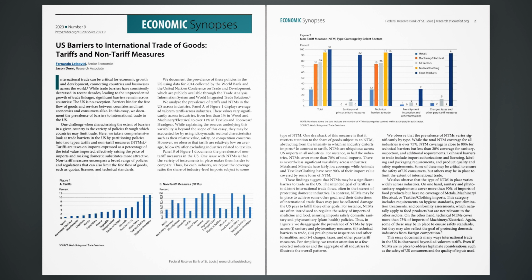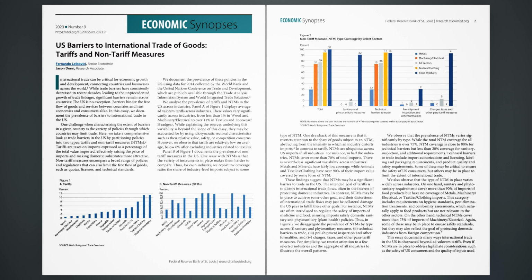4. In contrast to tariffs, NTMs are ubiquitous across U.S. imports in all industries. For instance, in half the industries, NTMs cover more than 70% of total imports. There is nevertheless significant variability across industries. Metals and minerals have fairly low coverage, while animals and textiles, clothing have over 90% of their import value covered by some form of NTM. These findings suggest that NTMs may be a significant barrier to trade in the U.S.